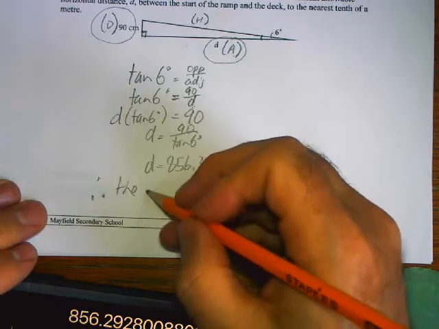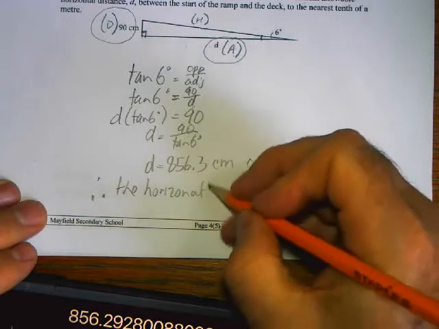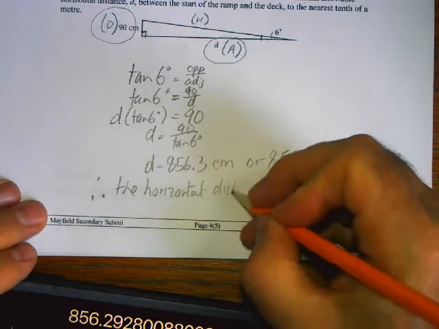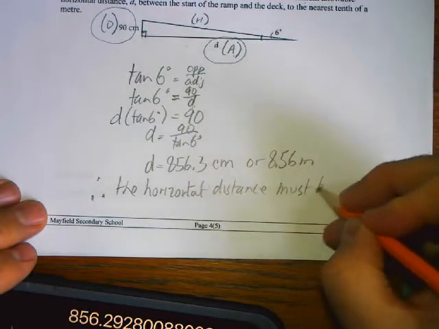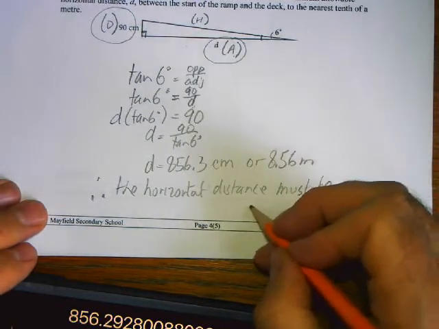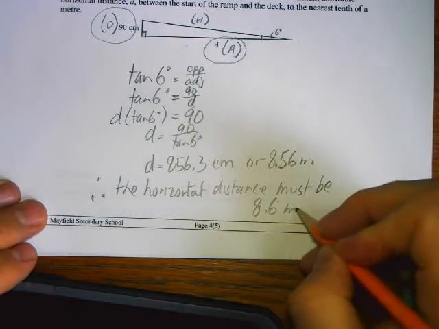Okay, and it says to the nearest tenth, so when I do my final word answer, therefore the horizontal distance must be, I'm going to leave a space here and we'll talk about it. So when I round that, that's going to be 8.6 meters long.